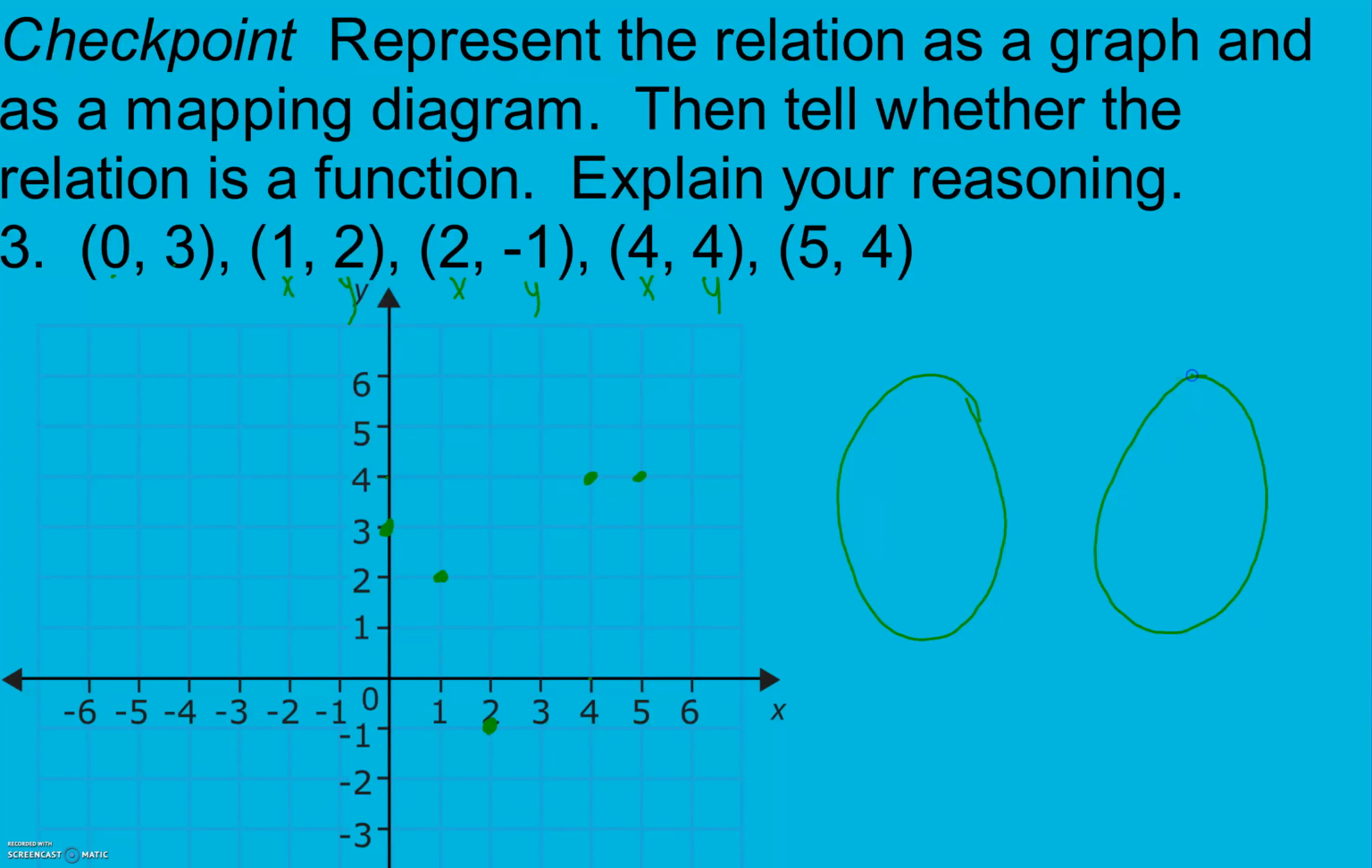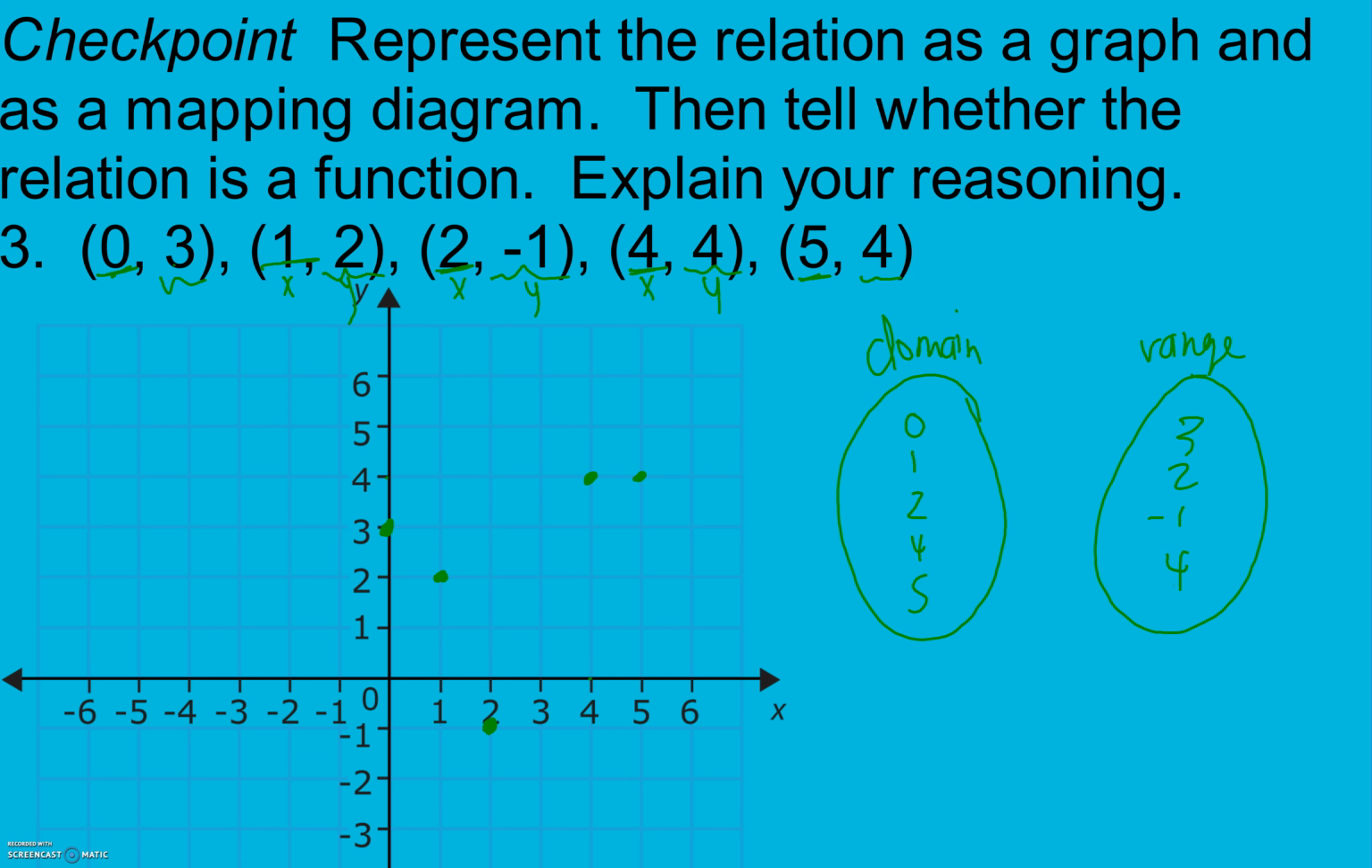we draw two circles and label them domain and range. I list out my values 0, 1, 2, 4, 5 for domain. Range: 3, 2, -1, 4. 4 is listed twice, but I only put it in my range once.